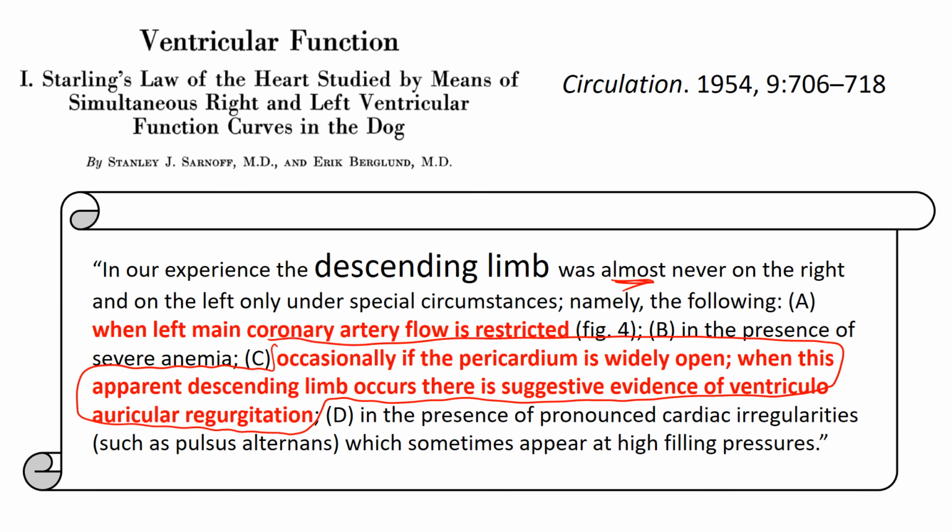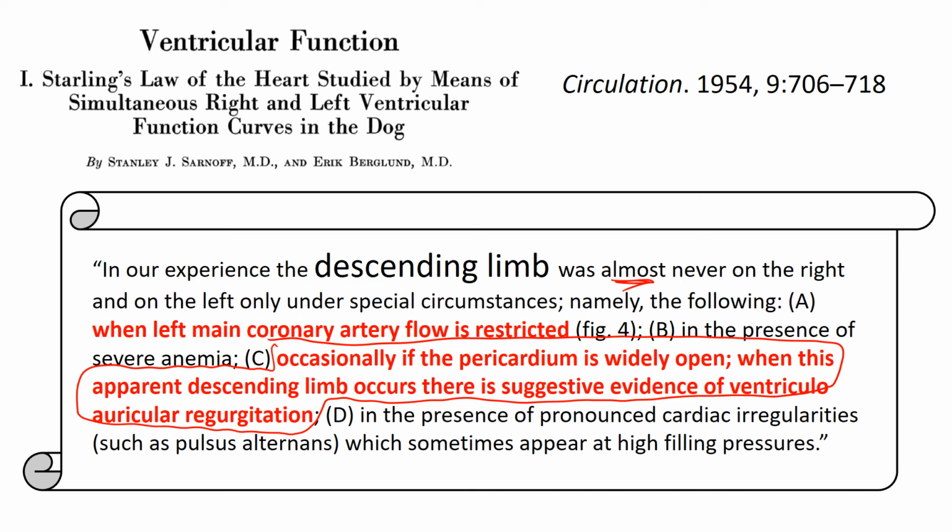When the preload was really high, or the filling was really high, they started to see evidence of regurgitation of the ventriculo-auricle valve, otherwise known as the mitral valve. So that's a pathological thing that was happening, and that probably explains what was happening in the Starling experiments. At least that's my understanding.